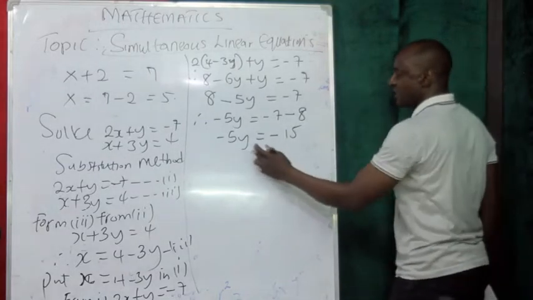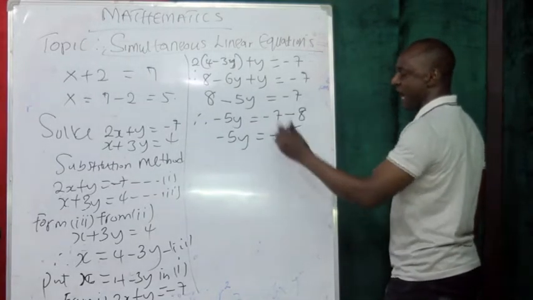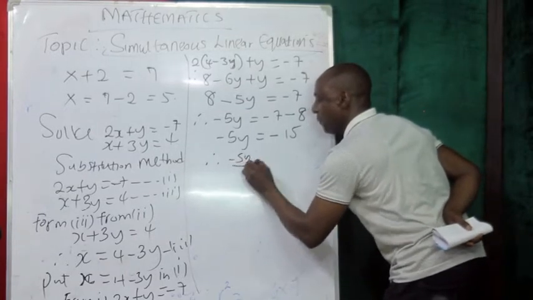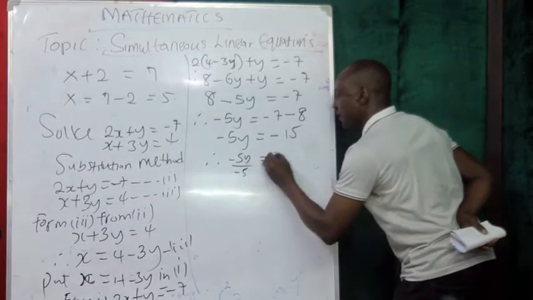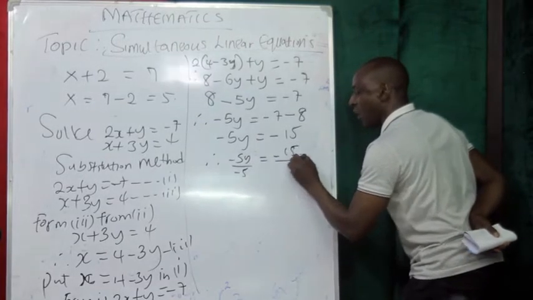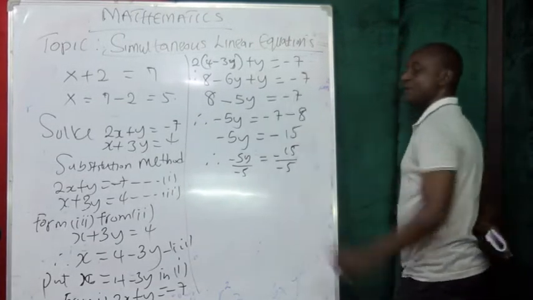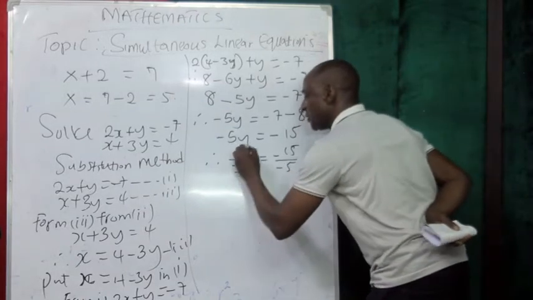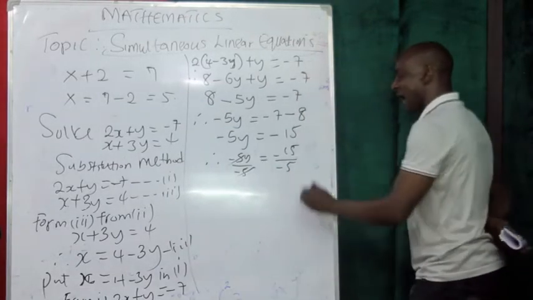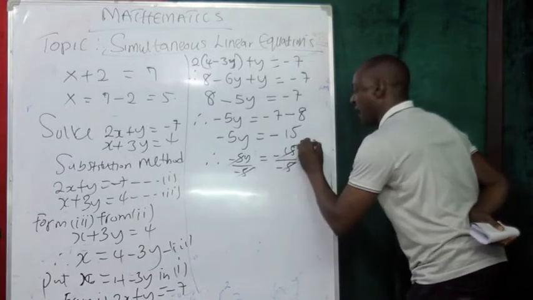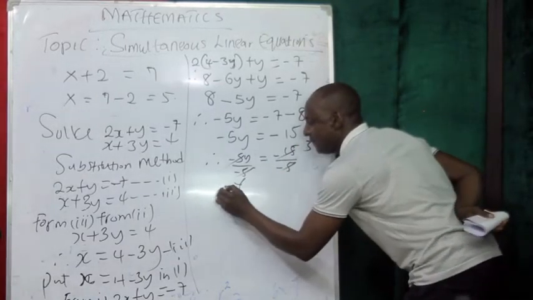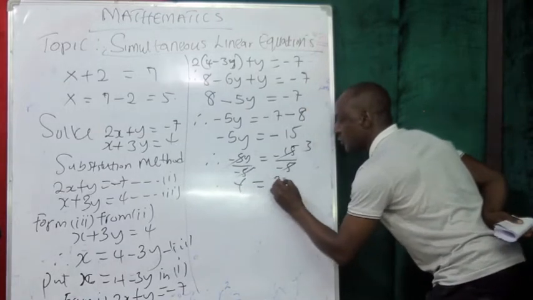Then you divide both sides by -5. If you do that, you have -5y upon -5 equals -15 upon -5. So this negative 5 cancels the negative 5 here. And negative 5 into 15, you are having 3. So therefore, our y is equal to 3.